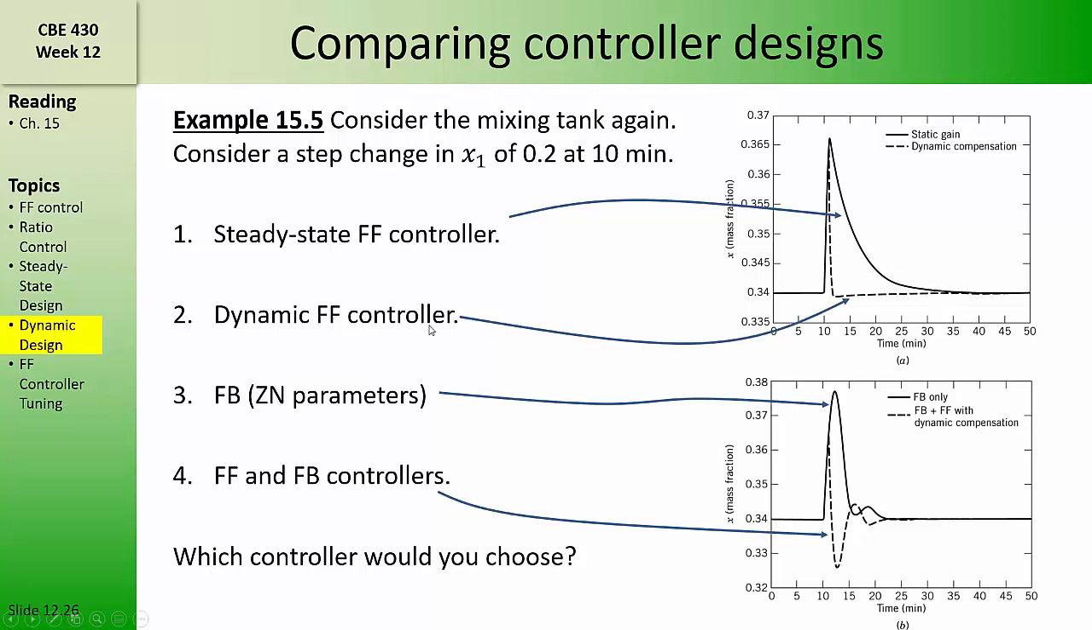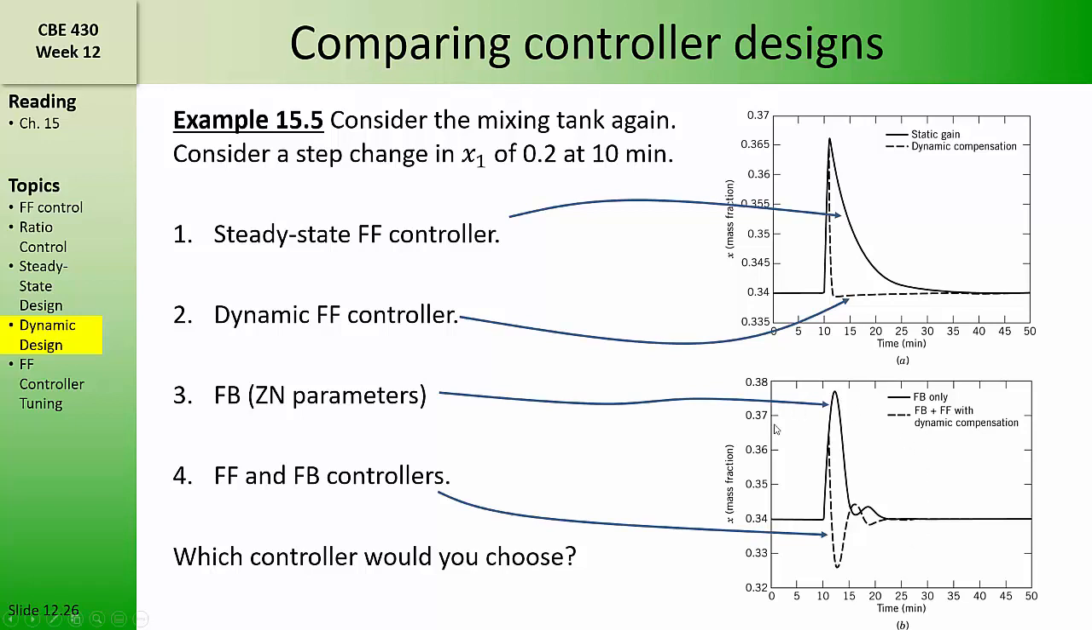On the other hand, using the dynamic feedforward controller, we can obtain much better disturbance rejection. The controlled variable only significantly deviates from the set point for about 2 minutes, and then that deviation is very quickly eliminated. Of course, the Ziegler-Nichols method provides an oscillatory response with a substantial deviation when the disturbance occurs.